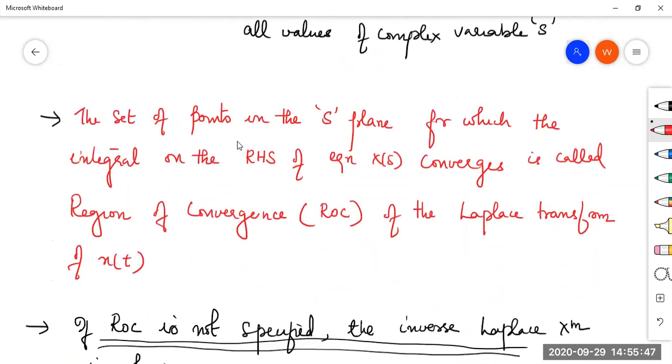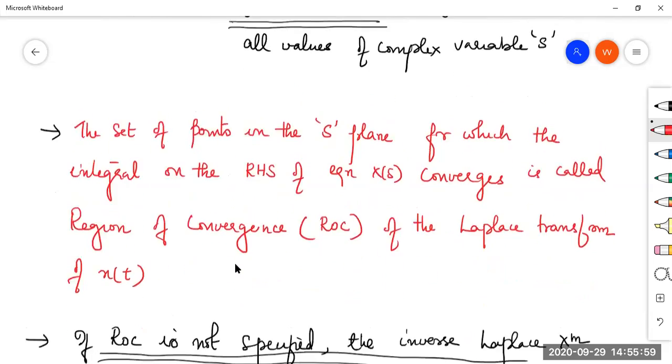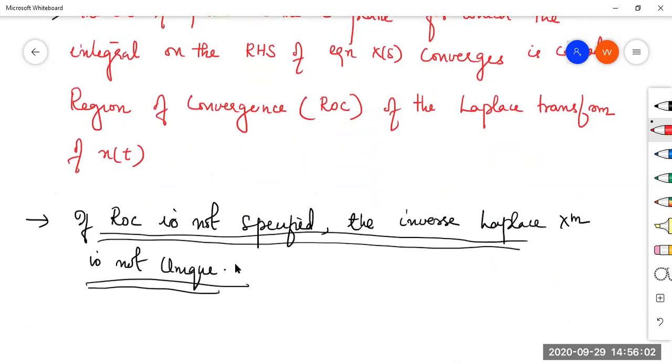So region of convergence is a set of points in the s-plane for which the integral on the right hand side of equation X of s converges. Okay, now this region of convergence we have to always specify with respect to Laplace transform. Otherwise, when you try to find the inverse Laplace transform of a particular signal, it will not be unique.